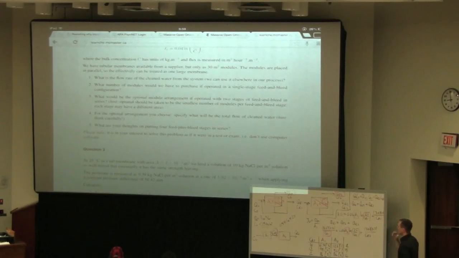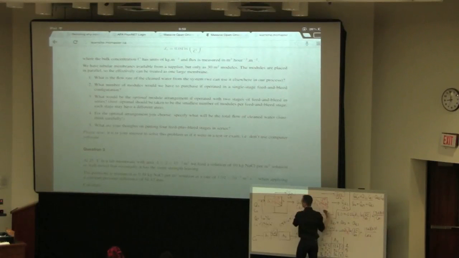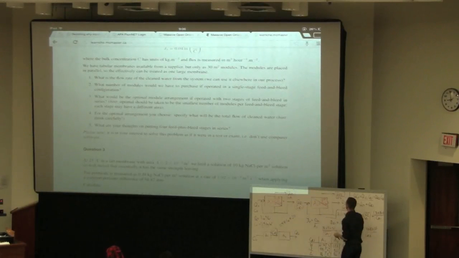So part four, you have to repeat your calculations again, this time from front to back, saying now my A1 is the known portion, and CR1 becomes unknown, CR2 becomes unknown, QP1 and QP2 are also unknown and then uncalculated. Okay, so a bit more work has to be done for part 4 of that question. Part 5 says, what are your thoughts on putting four stages in series?